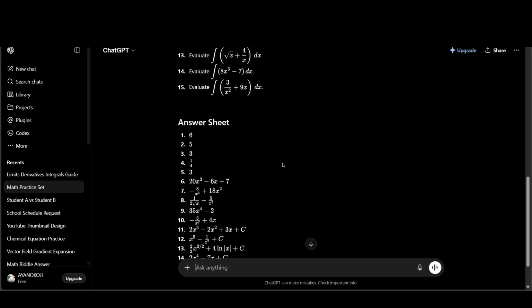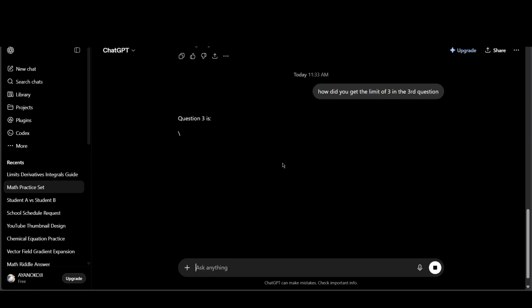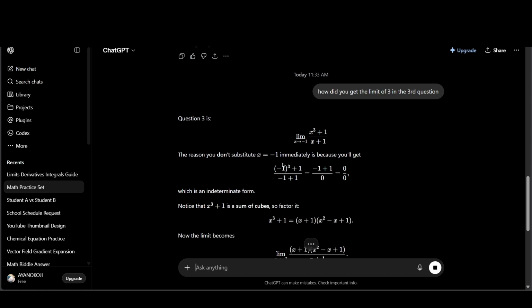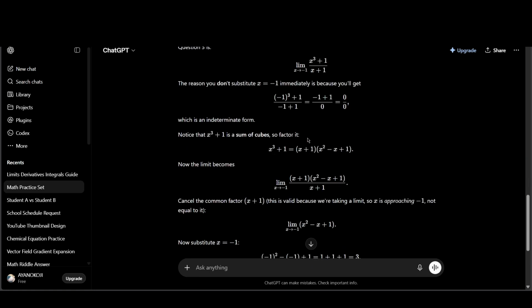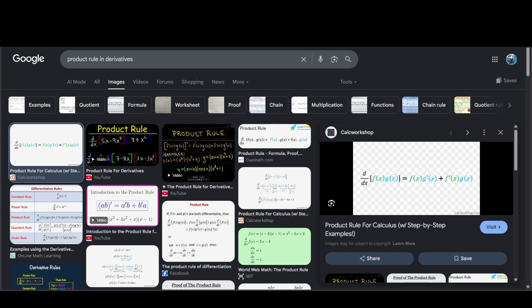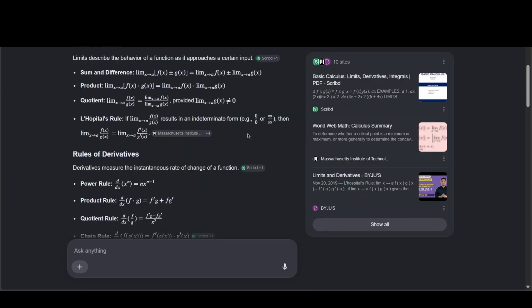Let me just ask a question to ChatGPT. Sum of cubes, so factor it. This was the only thing that really trips me up, sum of cubes. Hold on, let me just sum of cubes.